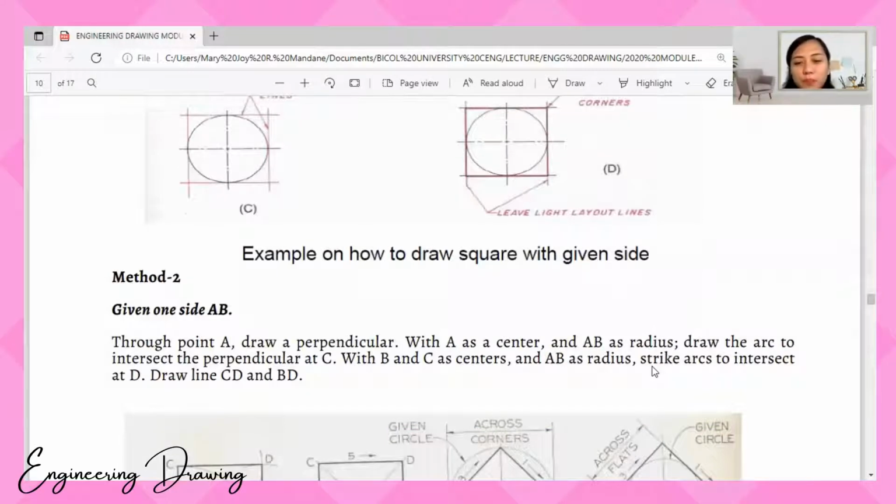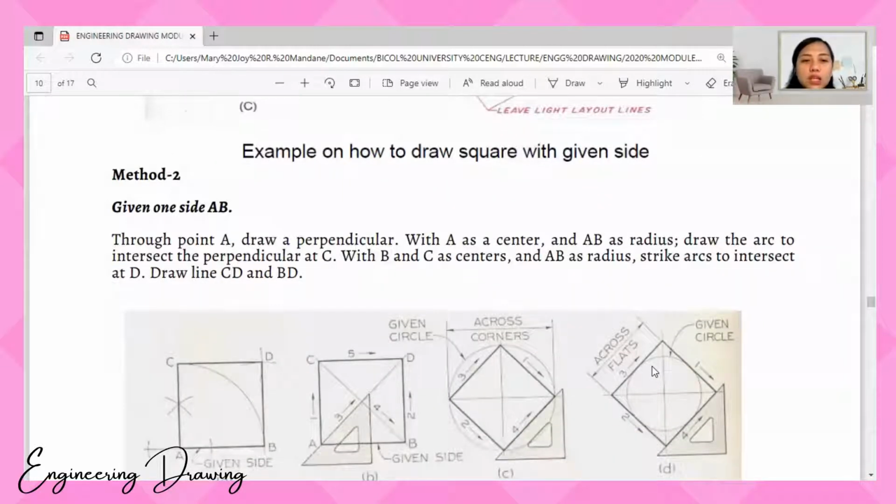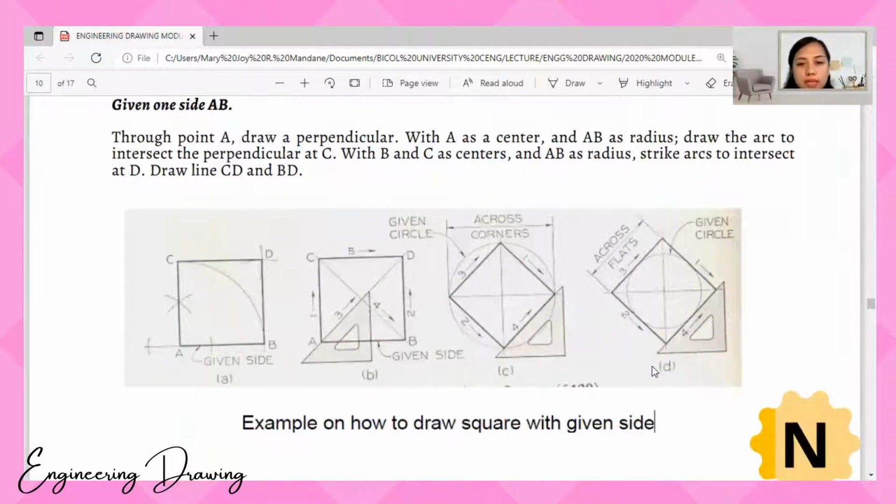Okay, so method number 2, if given one side AB, through the point, draw a perpendicular with A as the center and AB as radius. And then draw the arc to intersect the perpendicular at C. With B and C as centers and AB as radius, strike arcs to intersect at D. Draw lines CD and BD. So, gagamitin naman natin dito yung triangles ulit. Okay?